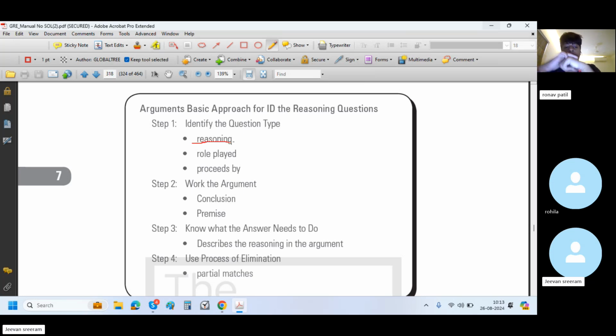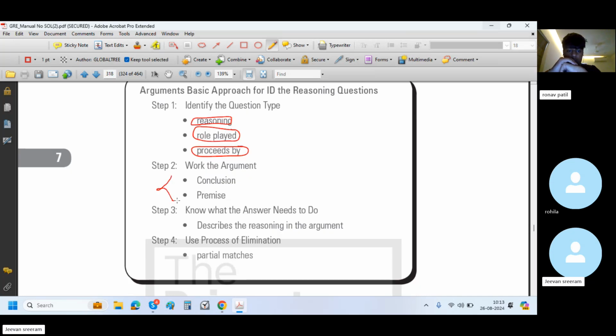These are the keywords based on which you can confirm the question is asking you to identify the kind of reasoning, the approach the author followed to reason something. You should be able to check which option correctly explains the way the author reasoned. You should be able to split the given argument into claim and evidence, like conclusion and premise. So the answer must describe how the author actually reasoned his argument.